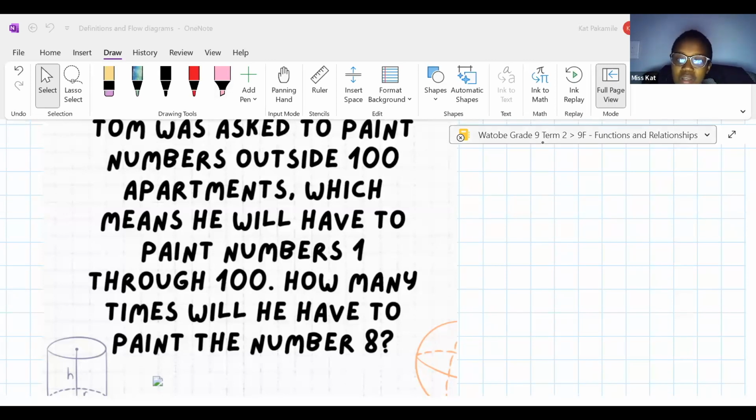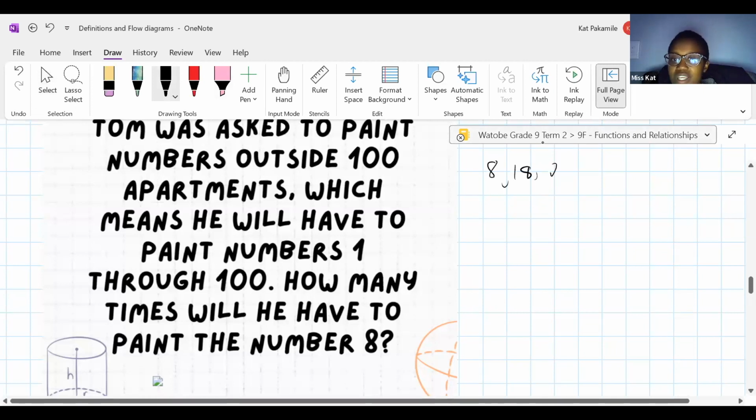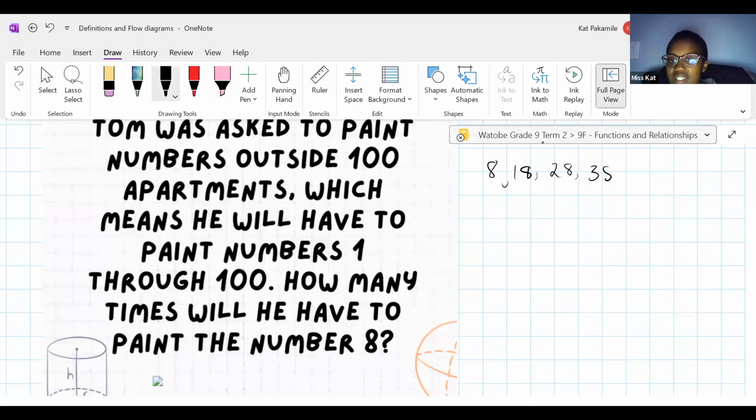Let's check how many times he has to paint the number 8. So it's going to be 8, 18, 28, 38, 48, 58, 68, 78, 88, 98. And that's it. Let's see: 1, 2, 3, 4, 5, 6, 7, 8, 9, 10, 11 times, guys. But it's not just once.